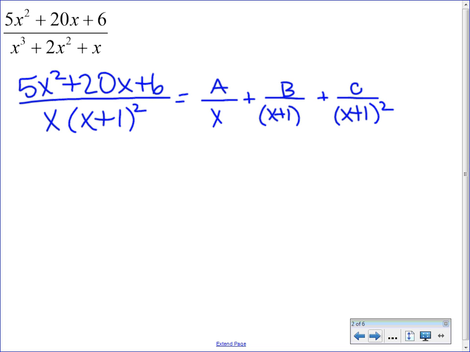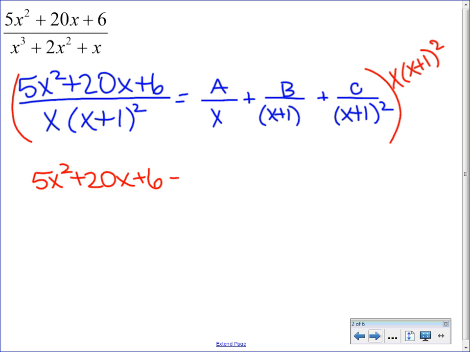Now the new steps to go from here to actually find A, B, C: we're going to multiply by our LCD, which in this case is just whatever our original denominator is. So x times (x plus 1) quantity squared. So when we take x times (x plus 1) quantity squared, what cancels out down here, right? So we're left with 5x squared plus 20x plus 6.